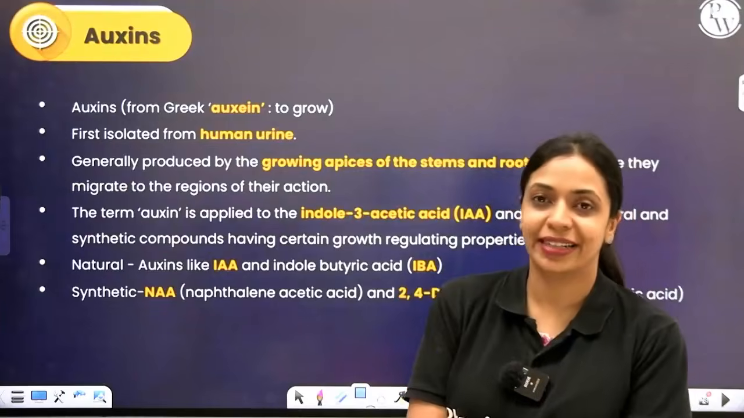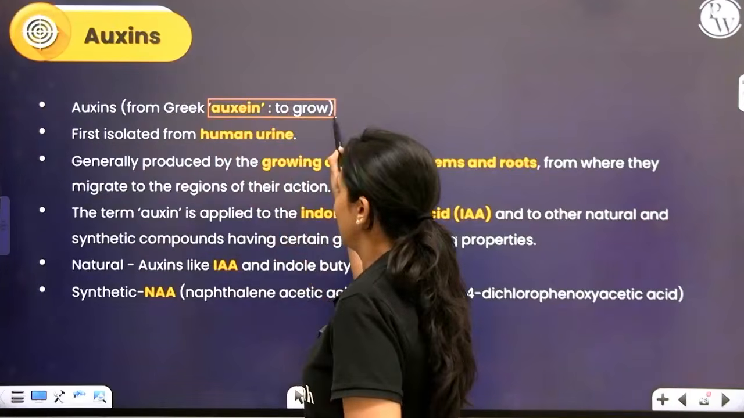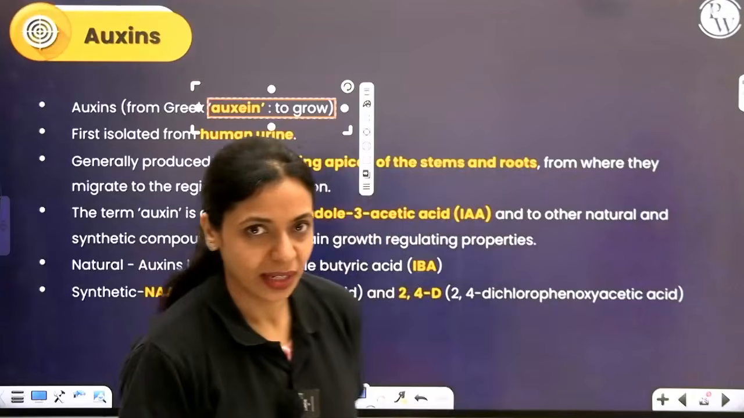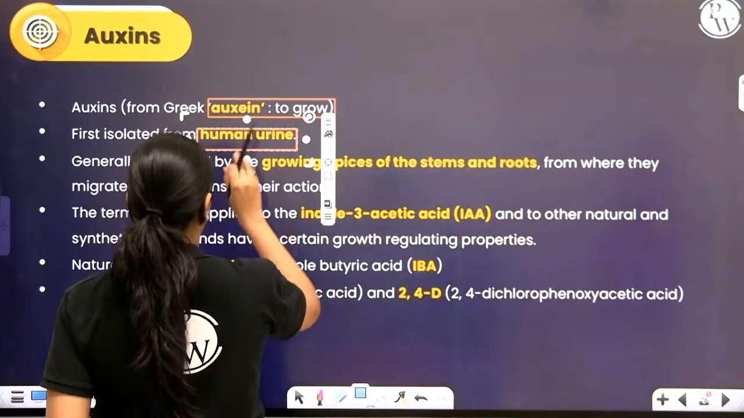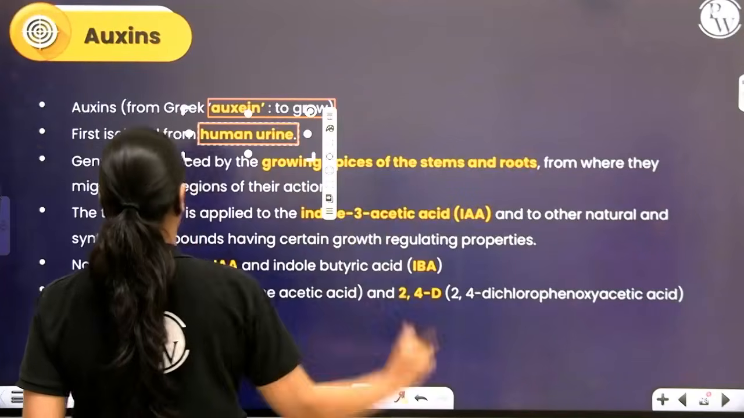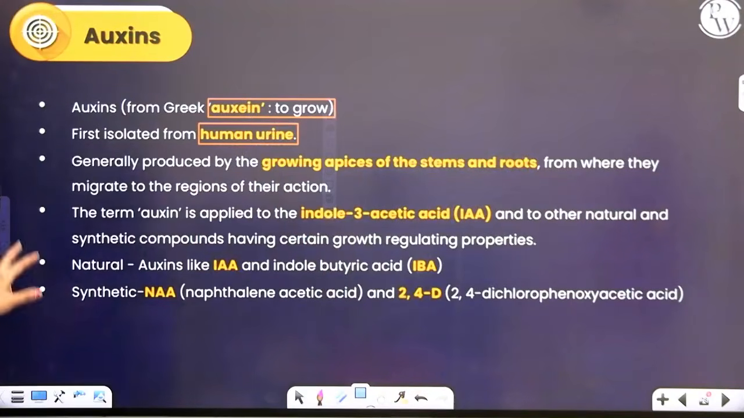Now, what are auxins? Where is this word derived from? Auxin in Greek means to grow. It was isolated from human urine. How did it get to human urine? Because we eat plants, and whatever chemicals are there in plants will get into our bodies and can get excreted in the urine. So it was first isolated from human urine.